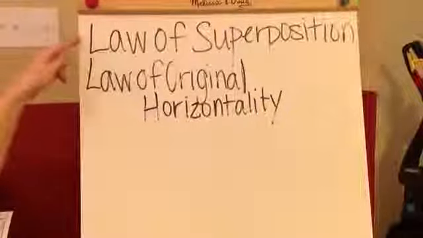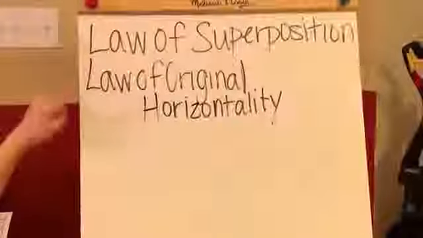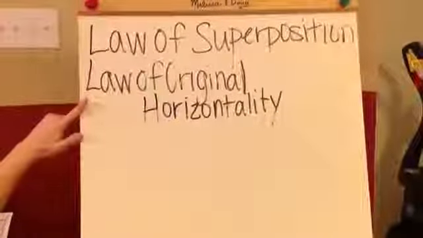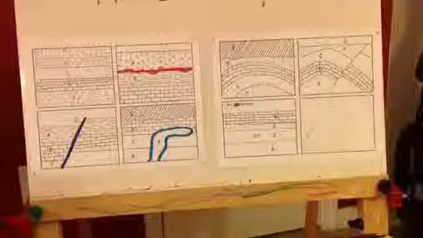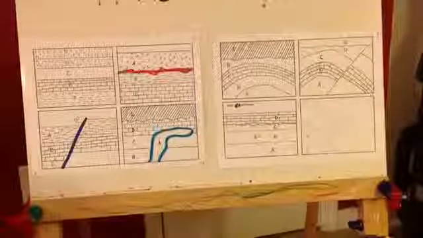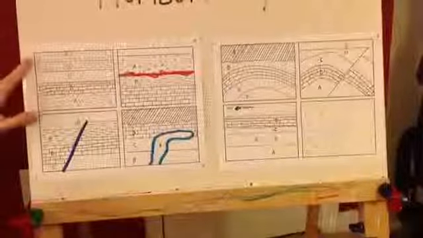Okay, so now we're going to address two laws. First one is the law of superposition, and the second one is the law of original horizontality. So let's address the law of superposition and the law of original horizontality. Let's look over here.